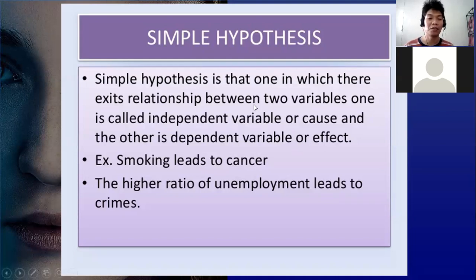Kasi, let's continue. Itong simple hypothesis, there are two variables in your study na can i-verify. So, halimbawa, smoking leads to cancer. So, based on the title, yung variables ninyo is smoking at saka yung cancer. So, independent variable yung smoking, dependent variable yung cancer. So, these two variables gusto nyong i-test if verifiable ba siya or not, or true or not. Ganun siya.